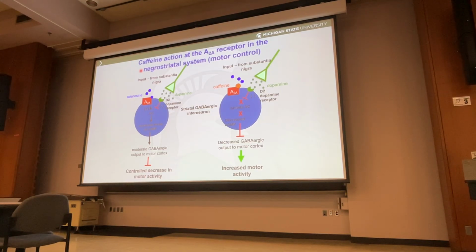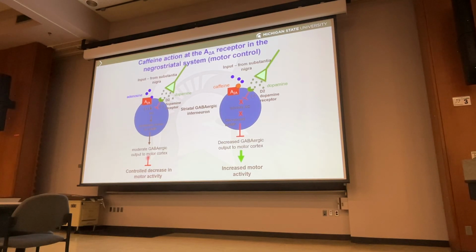We're talking nigrostriatal system, we're talking motor control, we're talking A2A, all right? So this time we've got a dopaminergic input onto a striatal GABAergic interneuron. The blue circle is now a GABA neuron. We've got the D2 receptor. Dopamine is going to be binding to D2. D2 is coupled with G-alpha-I, and it's going to block adenylyl cyclase. Adenosine binding to A2A, which is coupled to G-alpha-S, is going to stimulate adenylate cyclase, which in aggregate again gives moderate levels of cyclic AMP, so you get a moderate GABAergic output to the motor control, and then a controlled decrease of motor activity.